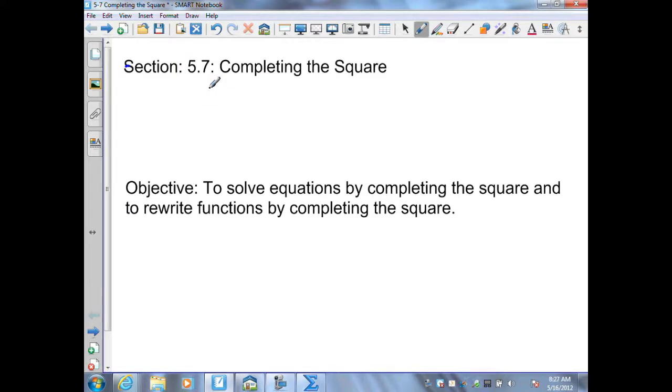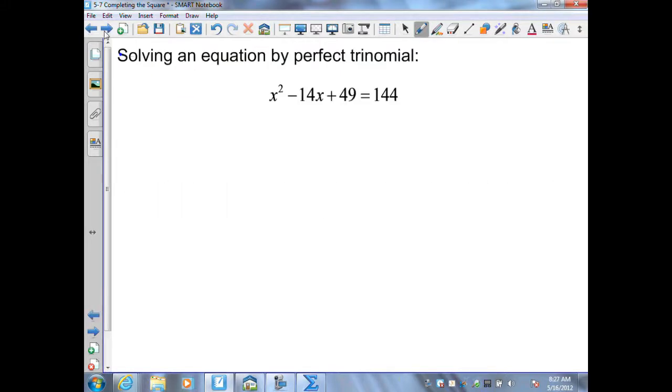Section 5.7, Completing the Square. In previous sections, we learned how to solve quadratic equations by factoring, square roots, and graphing. Here, we want to solve a quadratic equation by perfect trinomials. In other words, what I need is a trinomial on one side of the equation that is a perfect trinomial. In other words, it'll break into a product of binomials that are exactly the same.